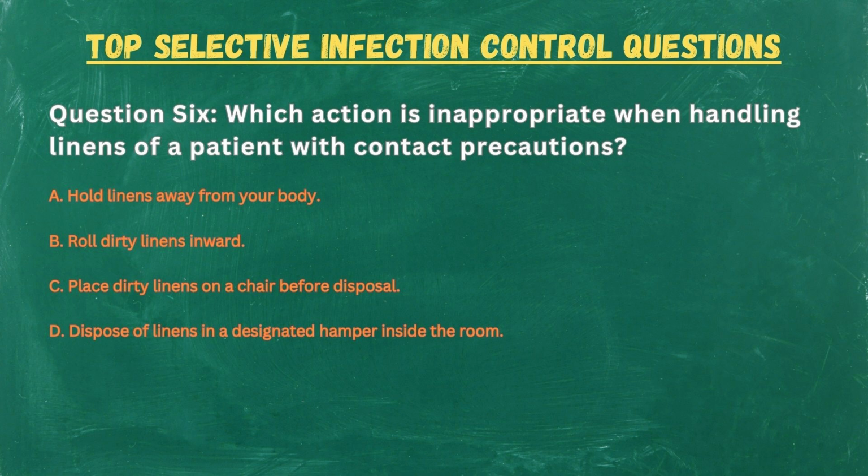Question 6. Which action is inappropriate when handling linens of a patient with contact precautions? A. Hold linens away from your body. B. Roll dirty linens inward. C. Place dirty linens on a chair before disposal. D. Dispose of linens in a designated hamper inside the room. Answer. C. Place dirty linens on a chair before disposal.